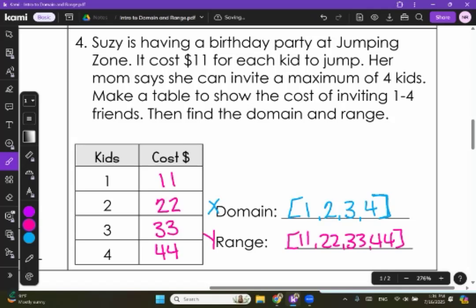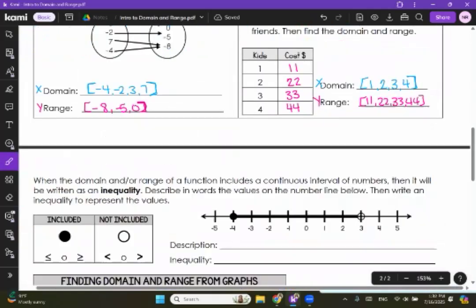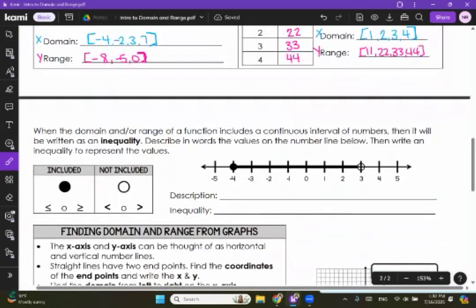Flip the page. The complicated part about domain and range is going to be your continuous values. When domain and range of a function includes a continuous interval, meaning your points are all connected, then it will be written as an inequality. Describe in words the values on the number line below, then write an inequality to represent the values. Remember closed circle, we're including the number 18 and older, not included kids less than 3 years old. Okay, just going back over that part.